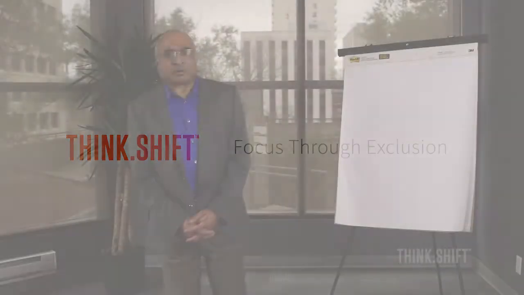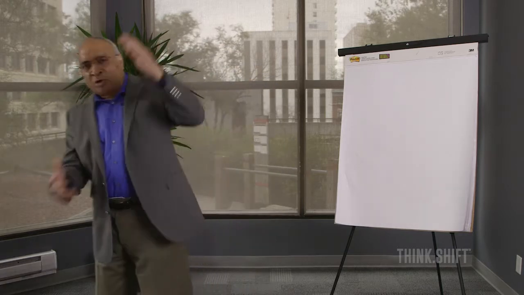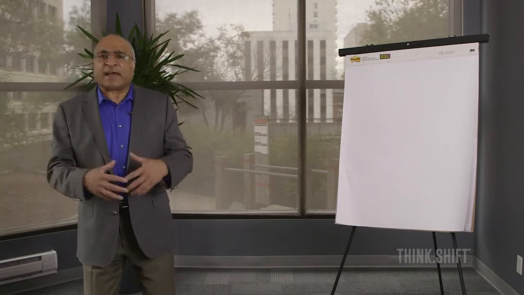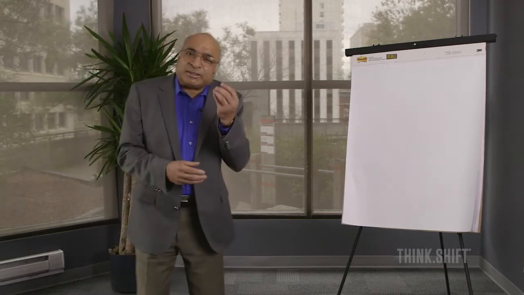Today we're going to talk about a tool called Focus Through Exclusion. This tool is very useful when you have a collection of thoughts, a collection of ideas that you want to pare down to just a few that are important. Often you have a long list, or maybe you're looking at the values of the company, and you have 50 different values you've talked about, but you just want to get the 3 or 4 that are really key.